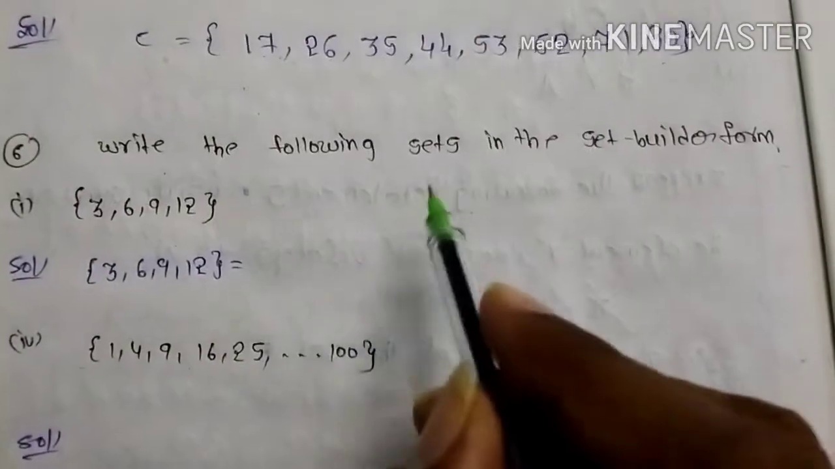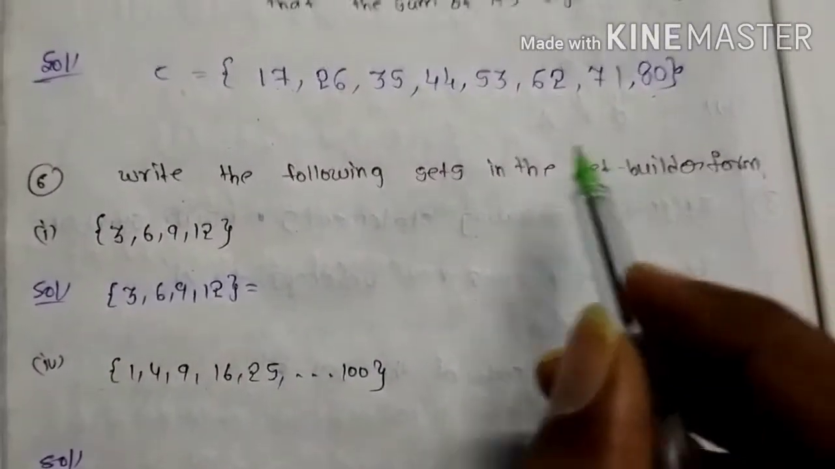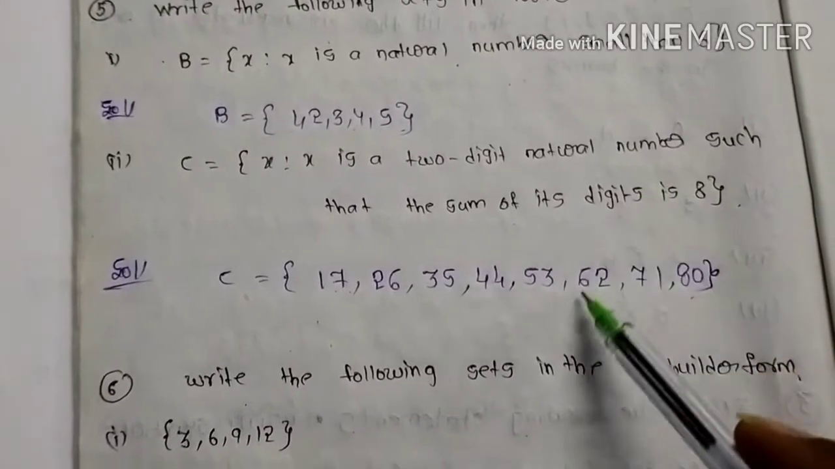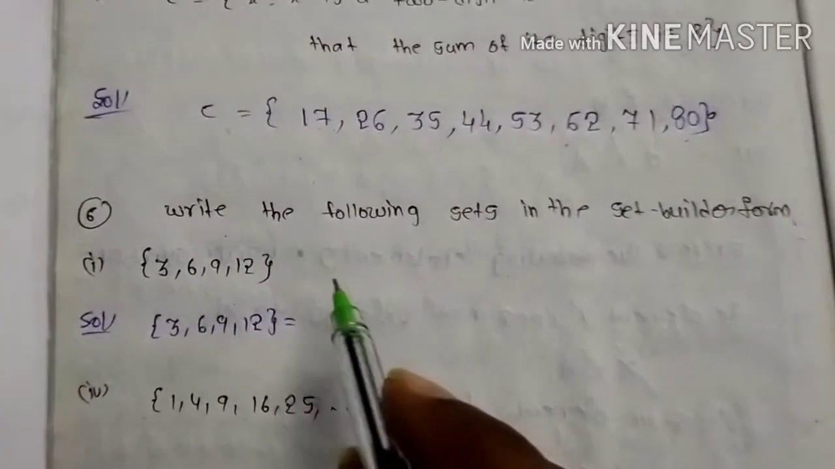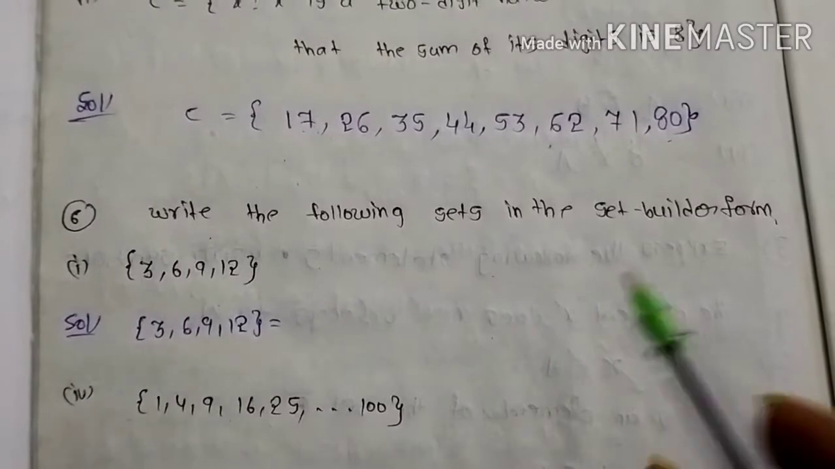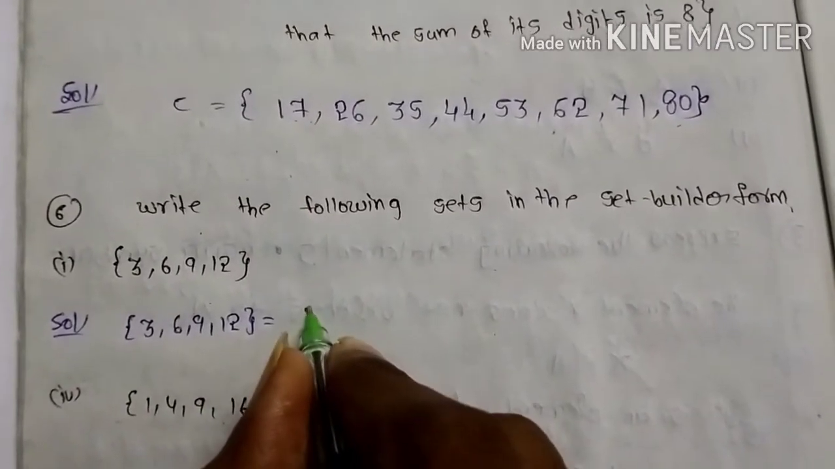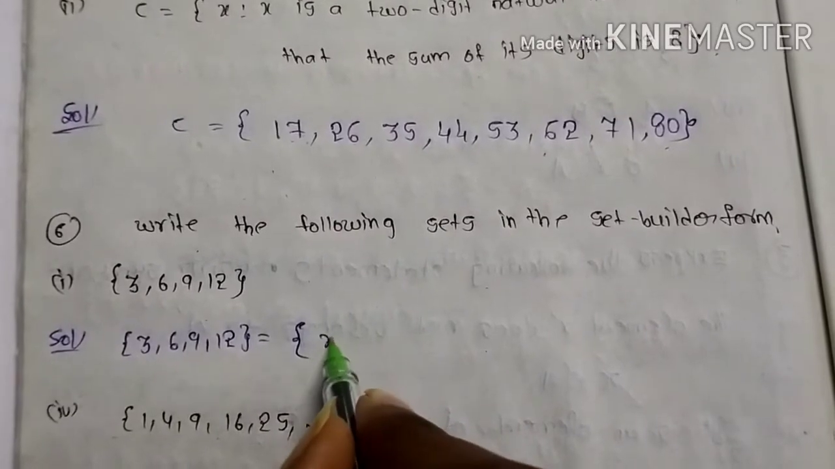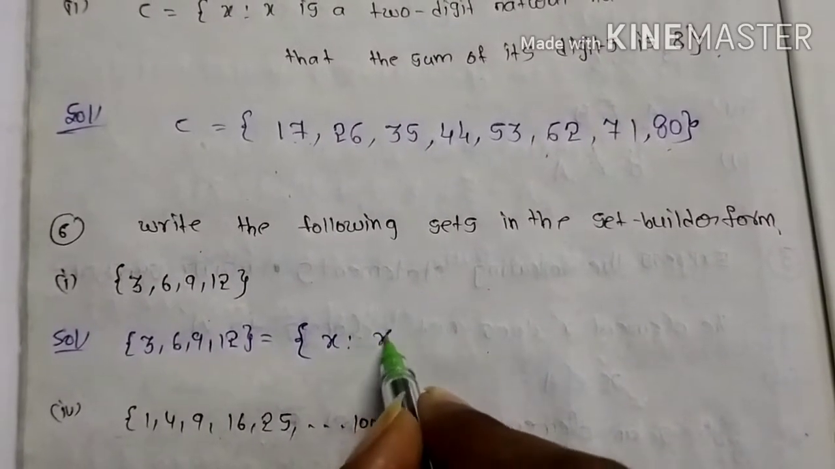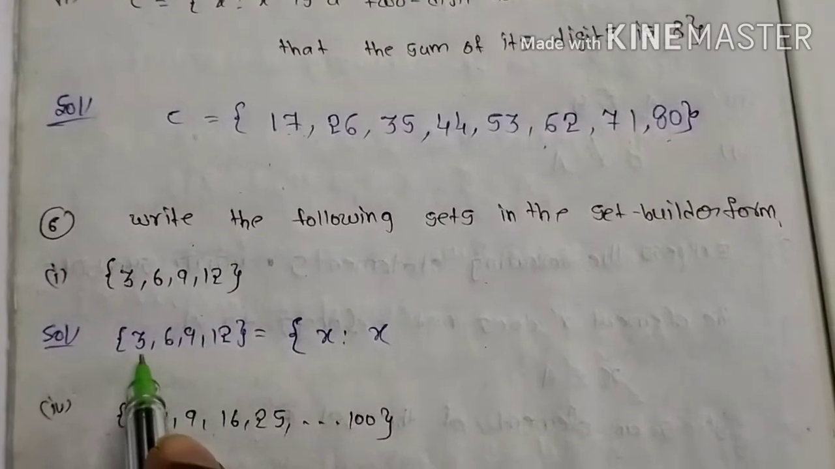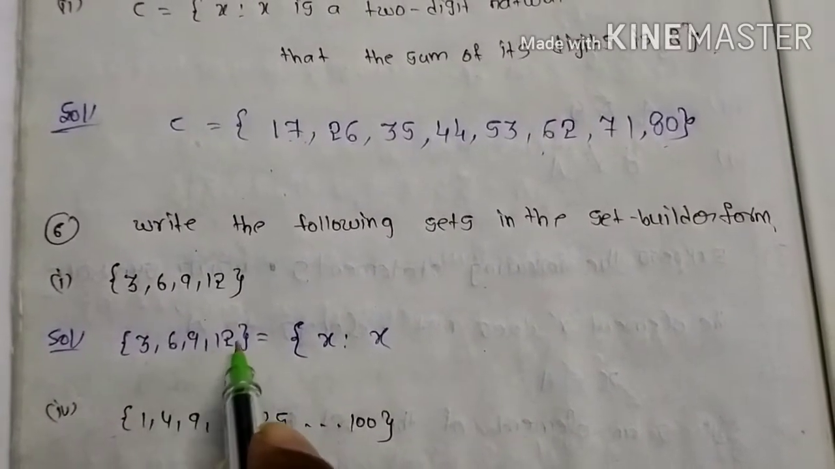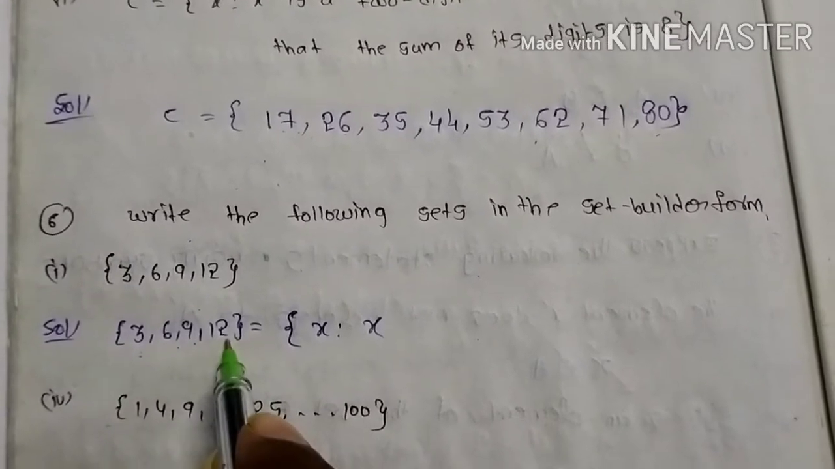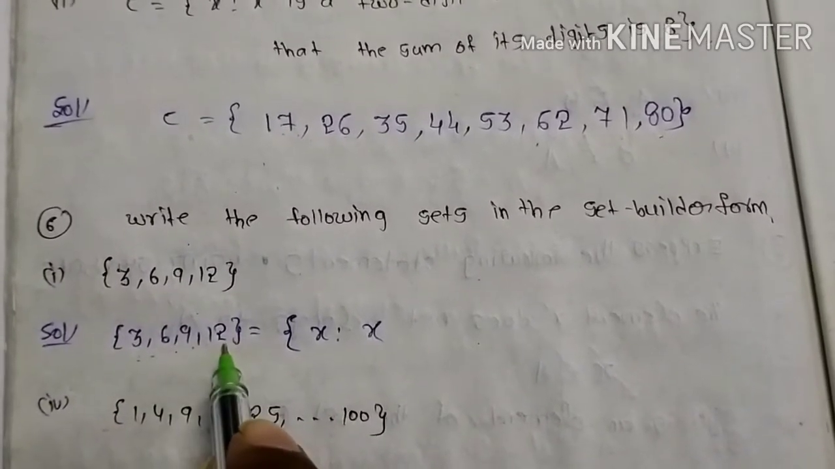Here 6.1, write the following sets in the set builder form. Already they mentioned set builder form, they have to convert them into roster form. But here we need to write in set builder form. You know that the set of all x such that x, we have 3, 6, 9, 12. See, 3 1 ja 3, 3 2 ja 6, 3 3 ja 9, 3 4 ja 12. That means these are multiples of 3 or not?